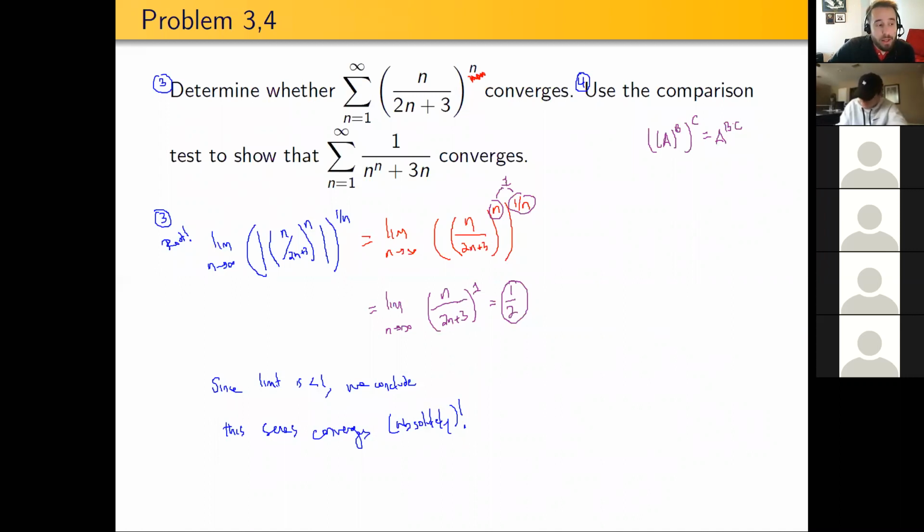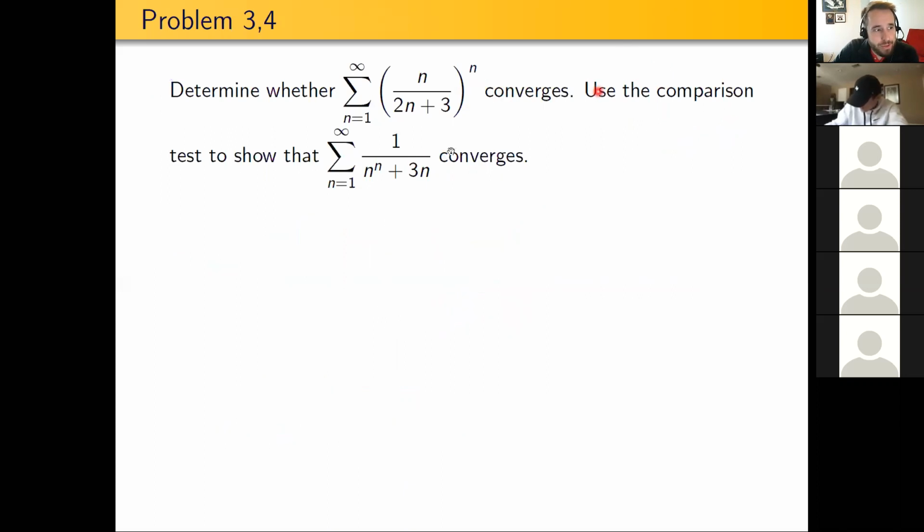Okay, so problem 4 is kind of interesting. Use the comparison test to show that this series here converges. So I'm going to erase my work from problem 3. Use the comparison test to show that this series right here converges. Okay, so this is a weird one, weirder than the ones that we've seen so far. It has a strange looking fraction, and it specifically says use the comparison test to show that this converges.